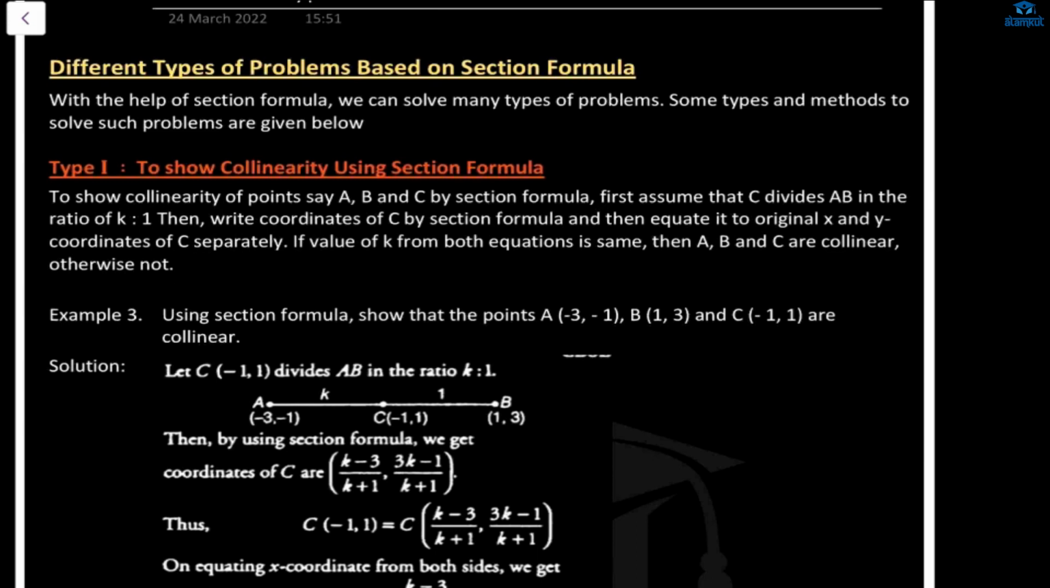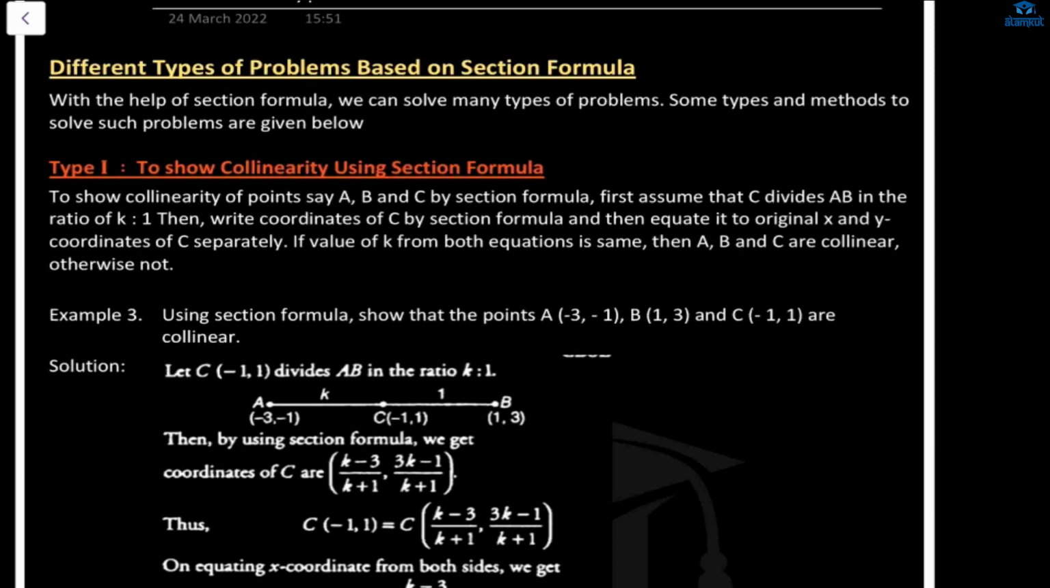The first type of problem is to show collinearity using the section formula. Collinearity means the 3 points are in one line. How can you show that the points are collinear? Collinearity doesn't depend only on 3 points, it can depend on 4, 5, 6 points, but the minimum requirement is 3 points.